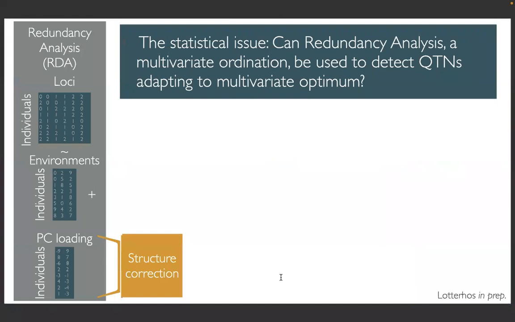So the next question is, can we infer anything about this complex adaptation from multivariate statistics? And so I'm going to focus on redundancy analysis, which is a method that seeks to identify how groups of loci covary with environments. And this method can also include a structure correction by doing a partial RDA conditional on how individuals map in their genotypes in principal component space.